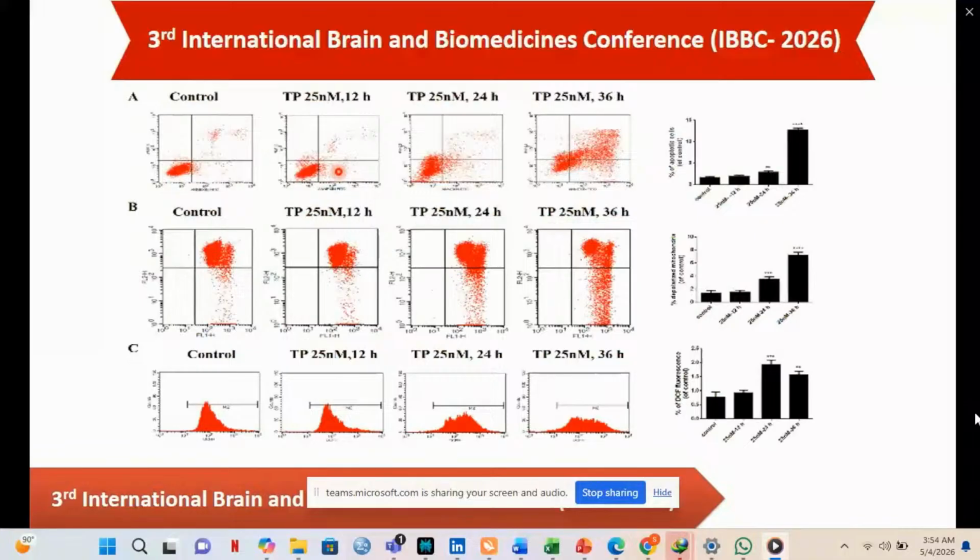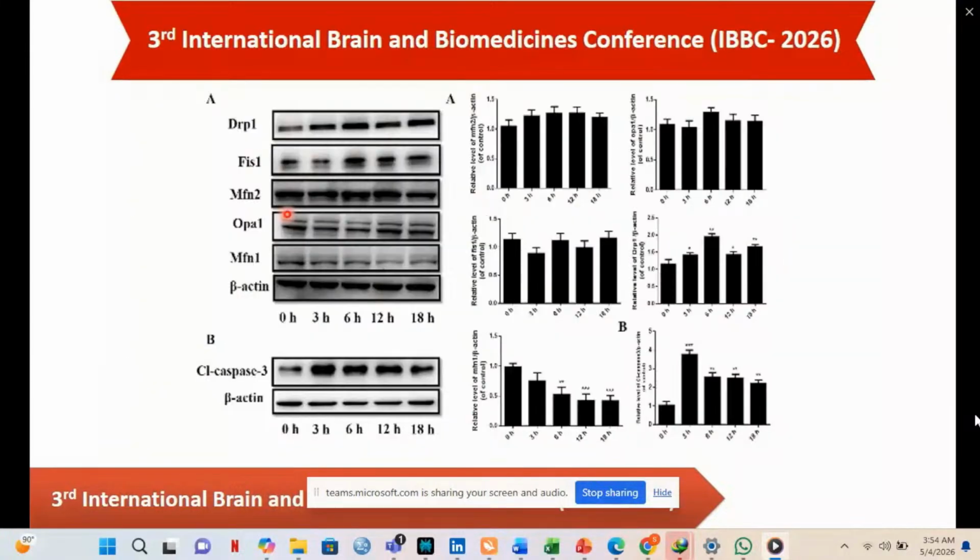But here you can see that the DRP1 level is constantly increasing as we increase the time, from 3 hours to 18 hours, as compared to the control group. Similarly, for FIS1, there is a little bit of change in the level of the fission 1 protein. Then there are MFN2, OPA1 and MFN1. These are all mitochondrial fusion proteins.